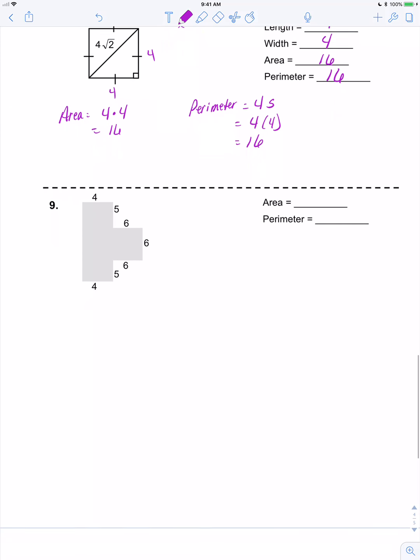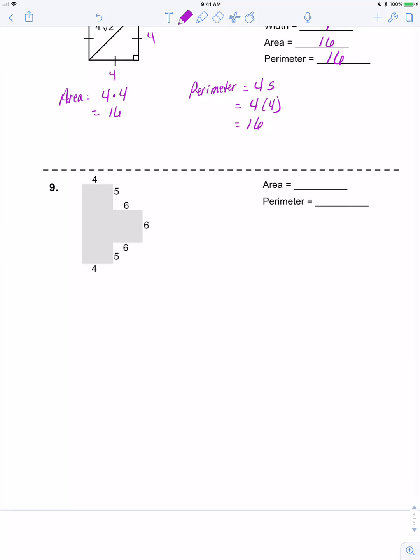Okay, so now we're given a different kind of shape here, and what we might do to find the area here is come up and draw this and find the area of this portion, and then find the area of this portion. Okay, well, the area of this one is going to be easy. It's going to be 6 times 6, so that area is 36. The area of this side, okay, we're told that this is 5, so we know this is also 5.